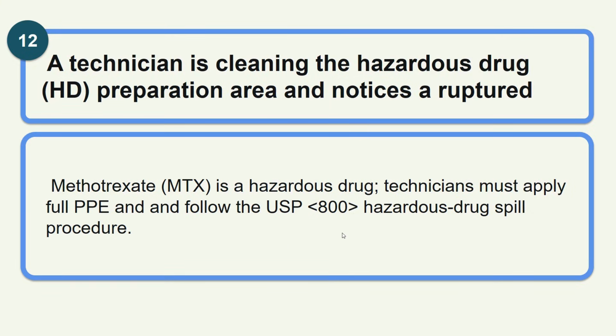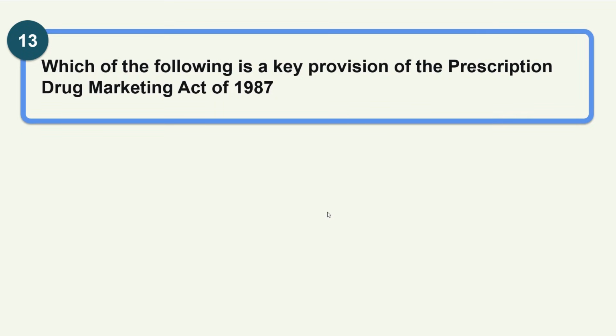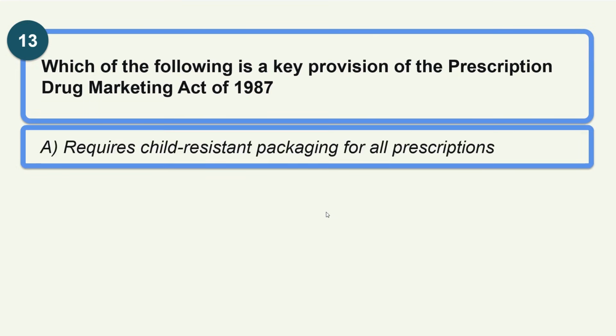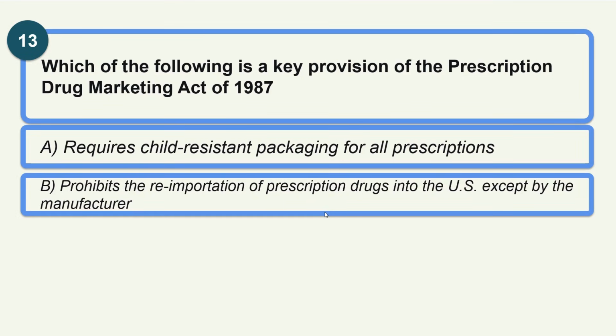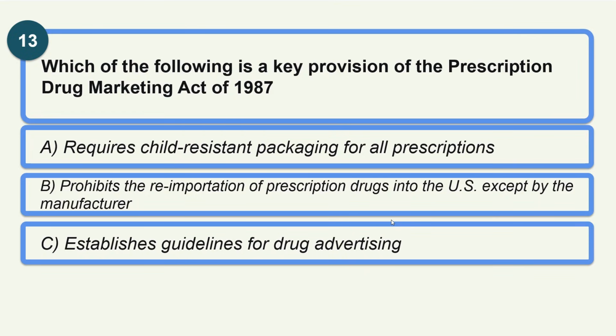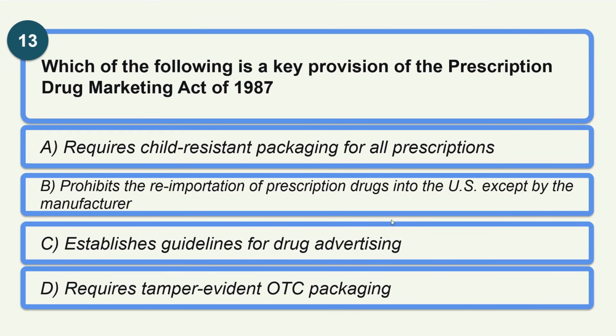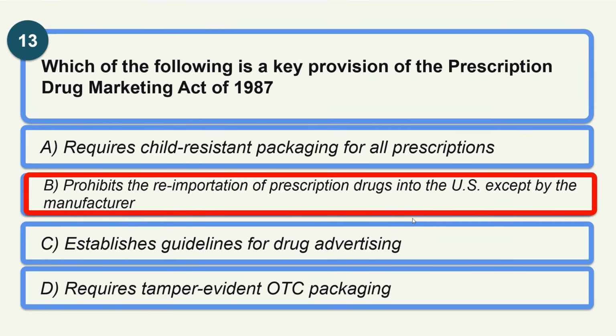Which of the following is a key provision of the Prescription Drug Marketing Act of 1987? A. Require child-resistant packaging for all prescriptions. B. Prohibits the re-importation of prescription drugs into the US except by the manufacturer. C. Establishes guidelines for drug advertising. D. Requires tamper-evident OTC packaging. The correct answer is prohibits the re-importation of prescription drugs into the US except by the manufacturer.